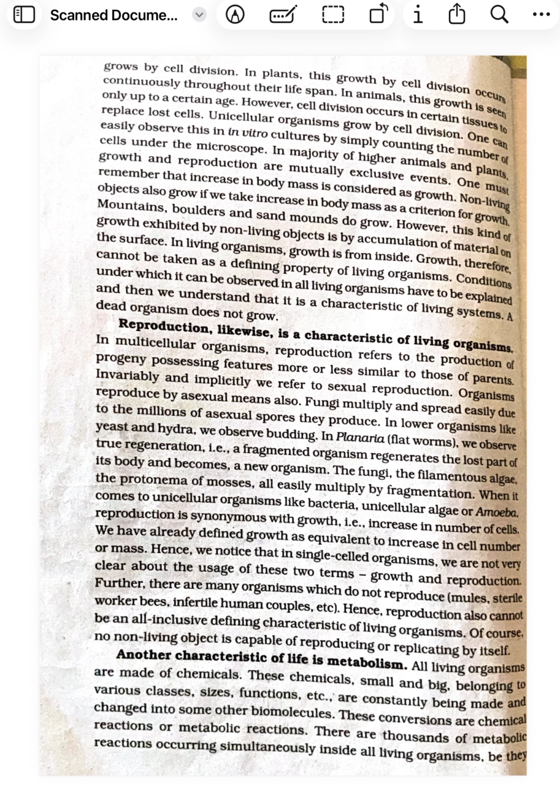So here let us see the definition for metabolism. Metabolism is nothing but the sum total of all the chemical reactions which are taking place inside a living organism or a living cell. When we talk about a unicellular organism, it has only one cell. So one cell has thousands, millions of reactions taking place all the time. Chemicals, small and big, belonging to various classes, sizes, functions, etc., are constantly being made and changed into different biomolecules. This is how the chemical reactions are taking place.